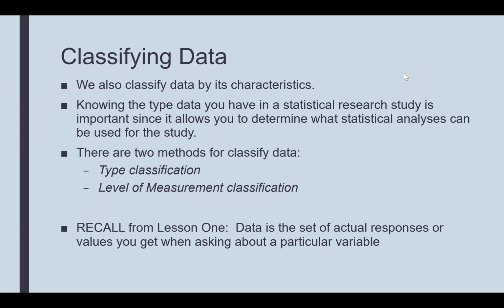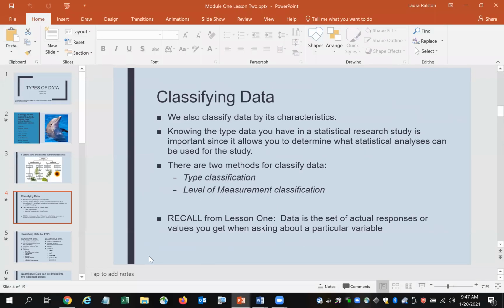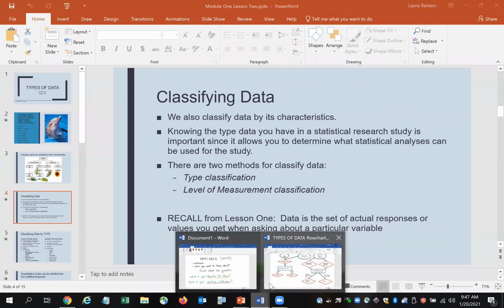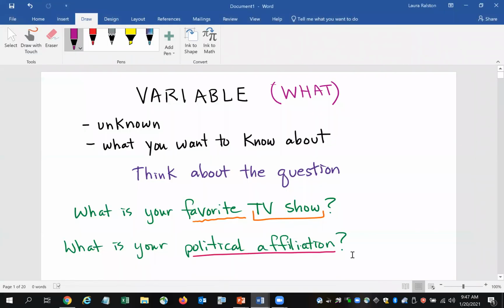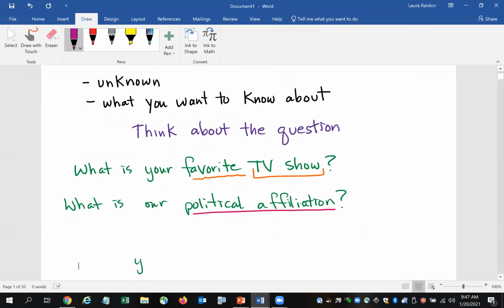Okay, so I want us to talk about first how we classify data by type, and then how we classify it by the level of measurement. And there is some overlap or connection between those two methods. All of the information that I'm about to share with you is on the PowerPoint, but I want to draw you a diagram to help you get a sense of what this looks like when we classify data.